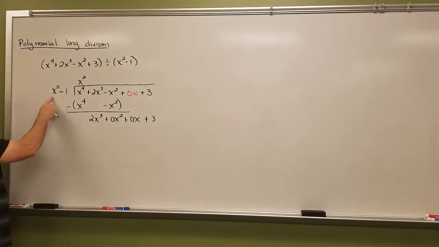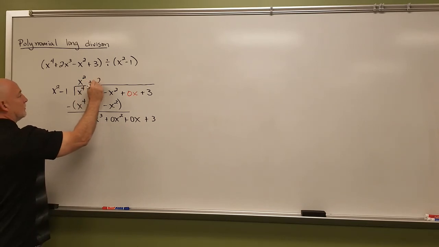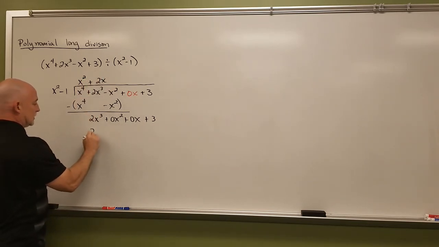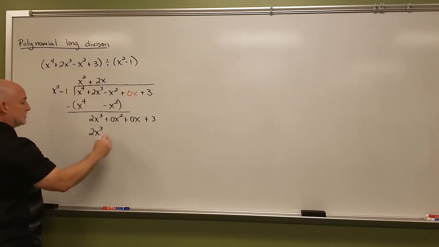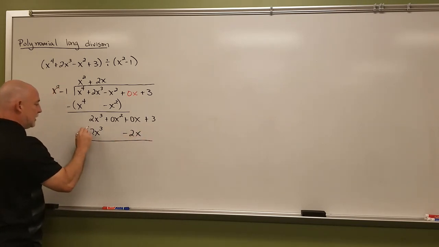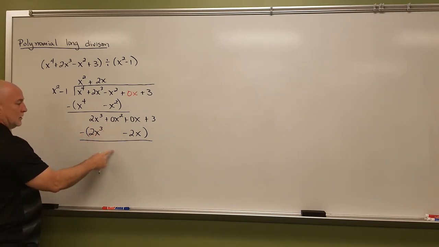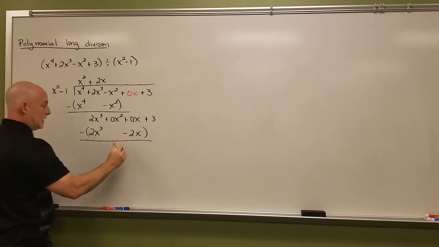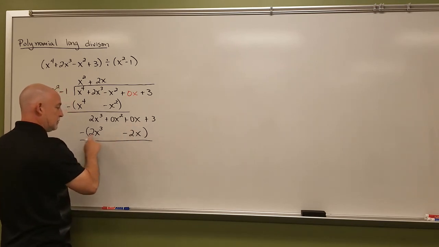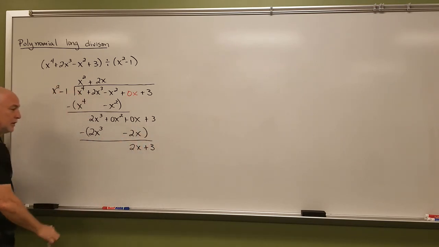And let's repeat. What do I have to multiply x squared by to be 2x cubed? Well, that would be 2x. Distribute, so that's 2x cubed minus 2x. Line those up underneath the x's and subtract. 2x cubed minus 2x cubed is nothing. No x squareds. Here we get no x's minus the negatives, plus, so that's 2x. Bring down the next term, that is 3.